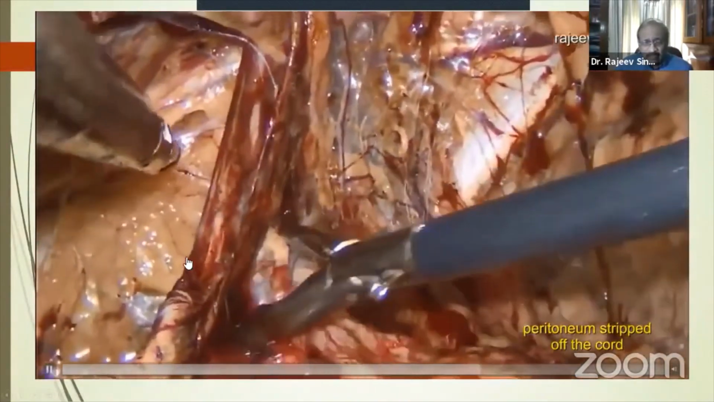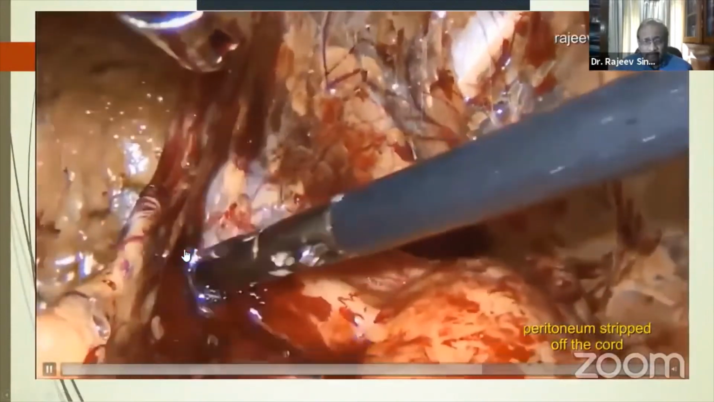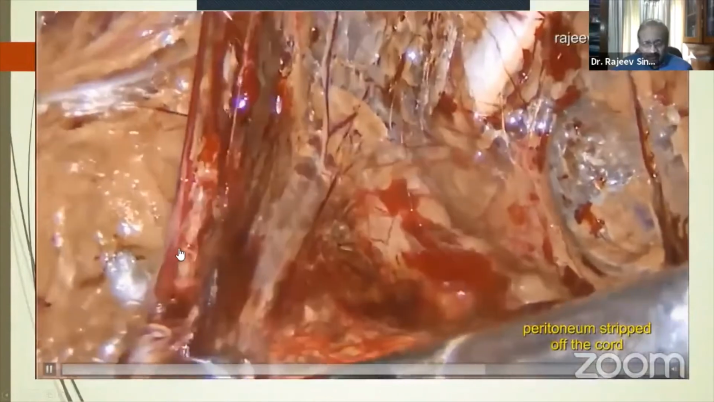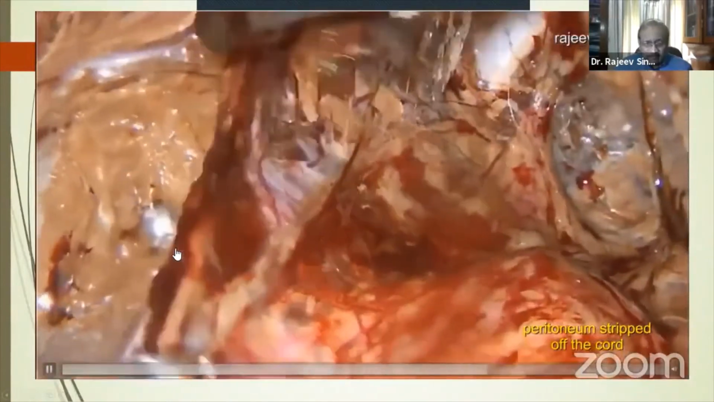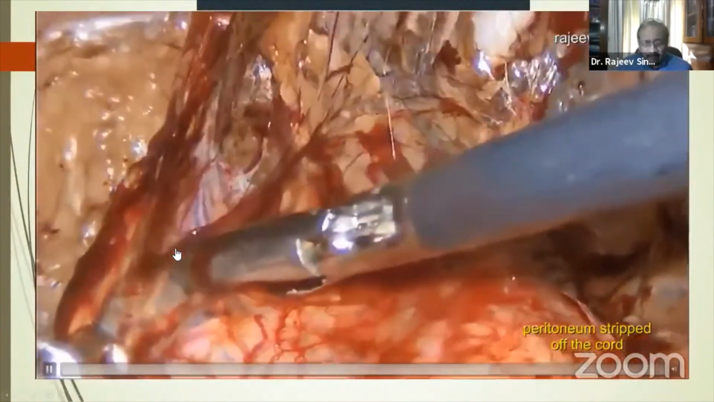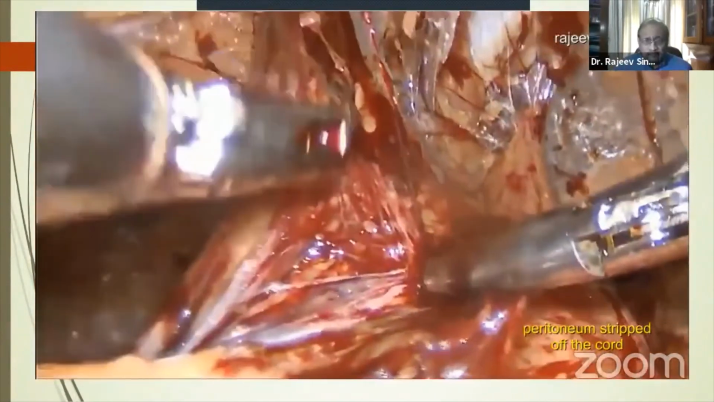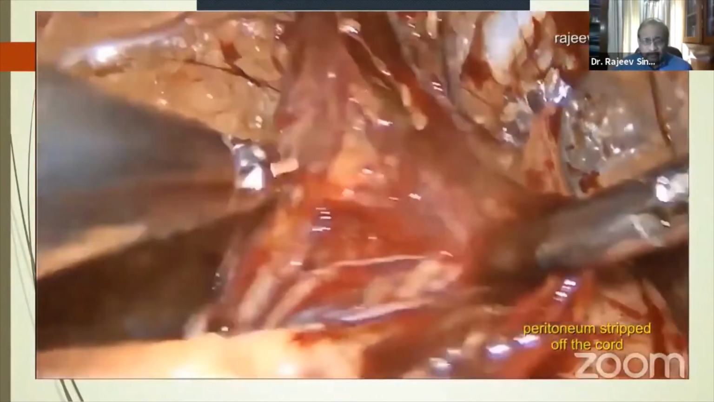So you take the margin of the peritoneum and you hold it, and then you strip it off the cord structures. The stripping of the cord structures.